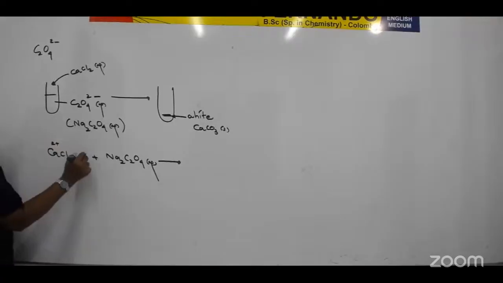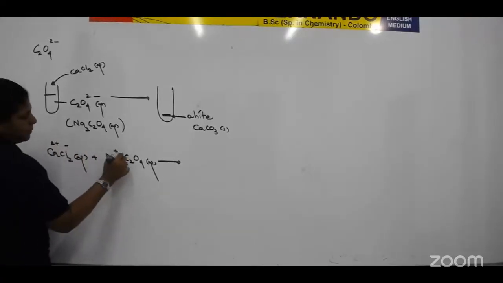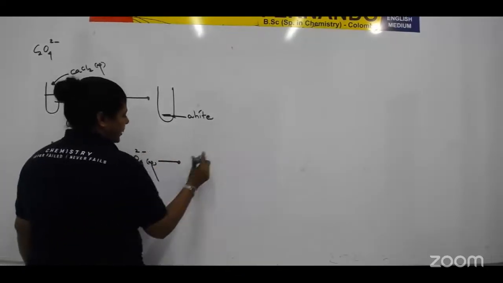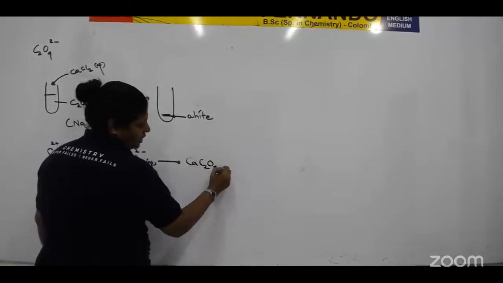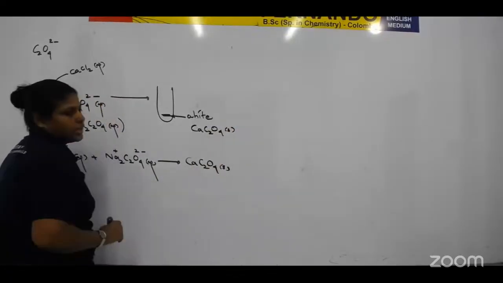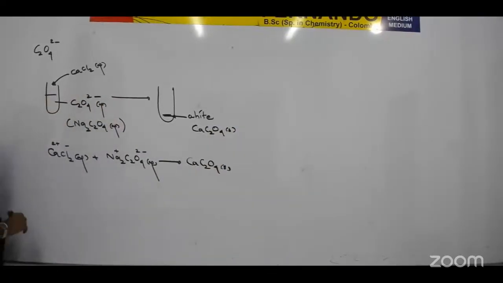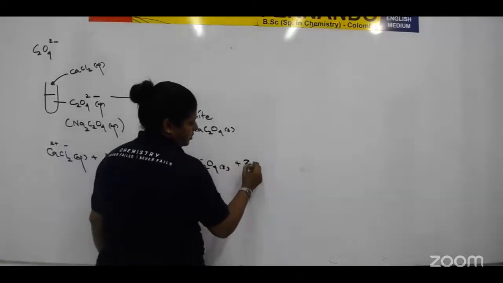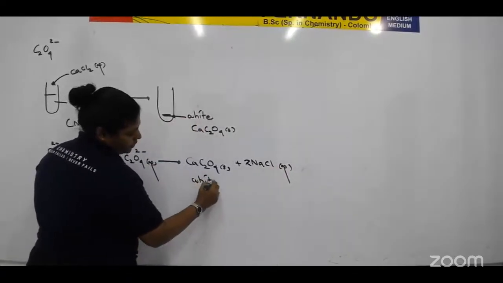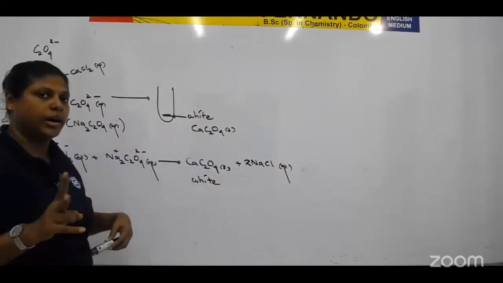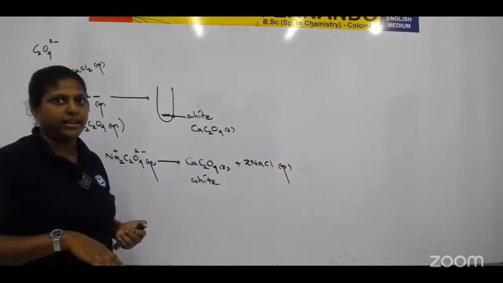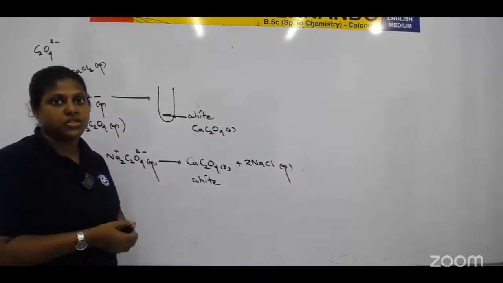Here +2, -2 and +1, -2. Calcium combined with oxalate gives calcium oxalate. So the compounds responsible for the white precipitate are calcium oxalate plus sodium chloride. So this is the reason for the white. When we have two ions, carbonate and oxalate, and add calcium chloride, both ions give the same observations.